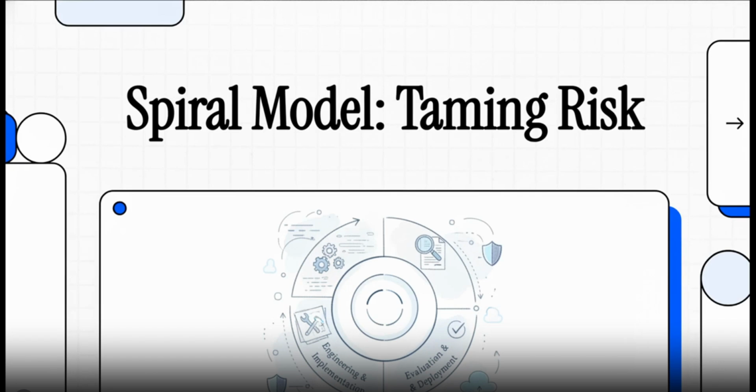Right. Today, we're going to dig into a really fascinating way to manage huge software projects. It's called the spiral model. You always hear about these massive, high stakes projects where everything feels super uncertain. Well, this is one of the key tools for tackling them.